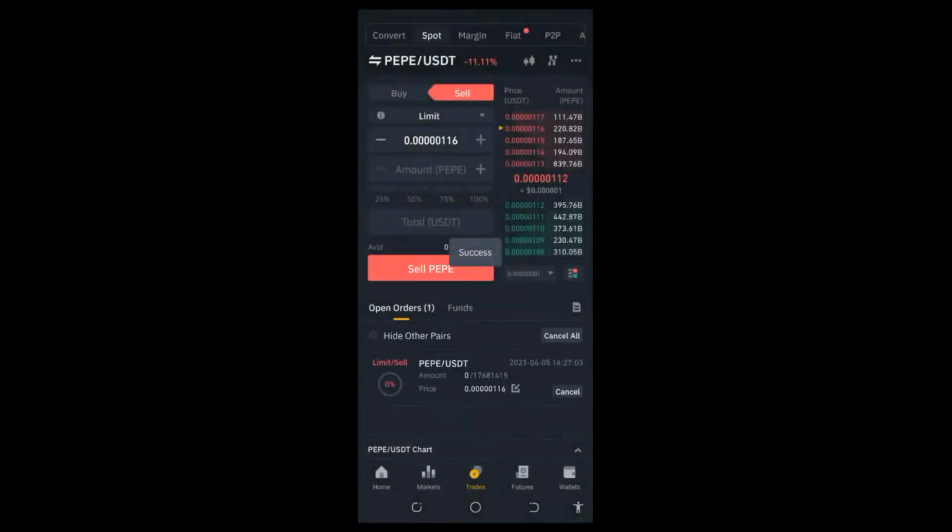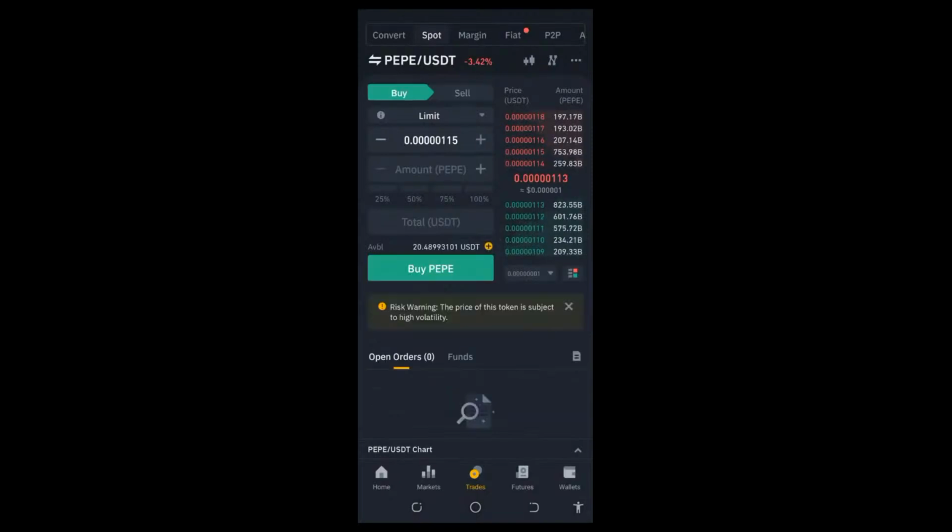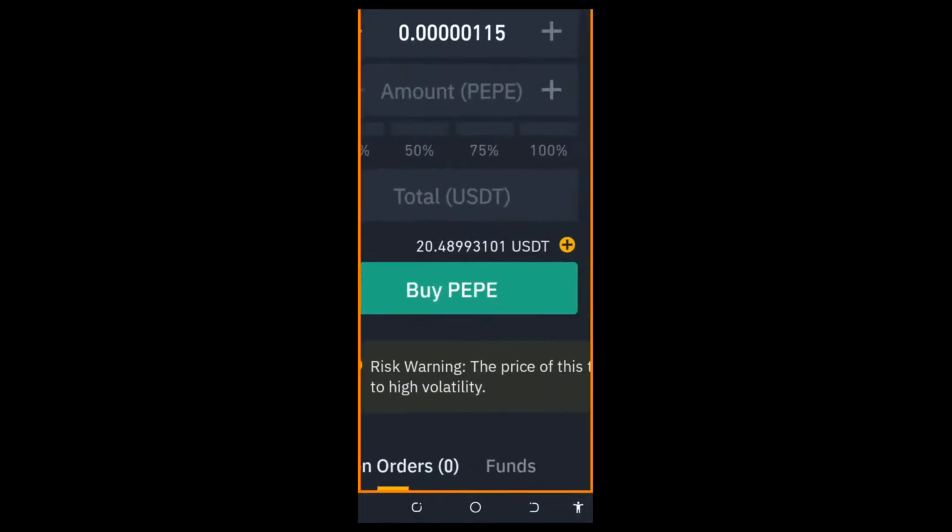Okay, currently it's in the queue. I'll be back to give you the results shortly. All right, I'm back. And guess what? Pepe USDT has already sold. And see what we've got. We've got 20.4899. And you can guess what that is. This shows that we've got about 48 cents, like 49 cents, almost 50 cents profit.